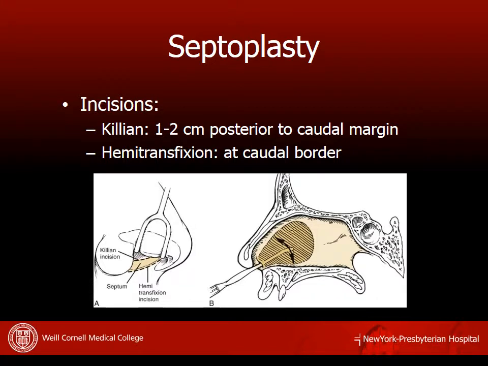So there are two main incisions. The Killian incision is an incision made 1 to 2 centimeters posterior to the caudal margin, and the hemitransfixion incision is made at the caudal border of the cartilage.